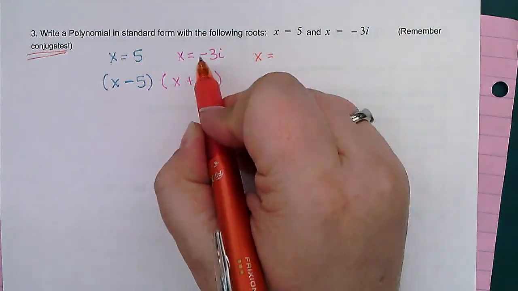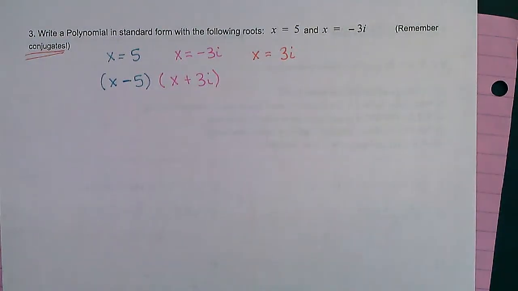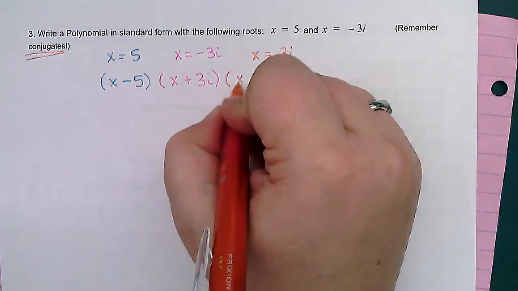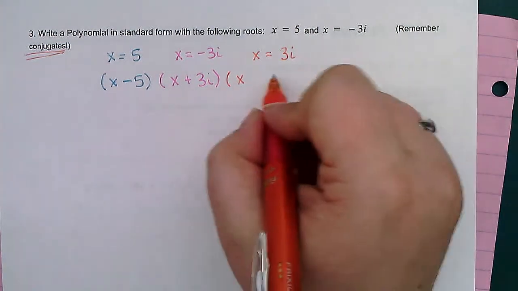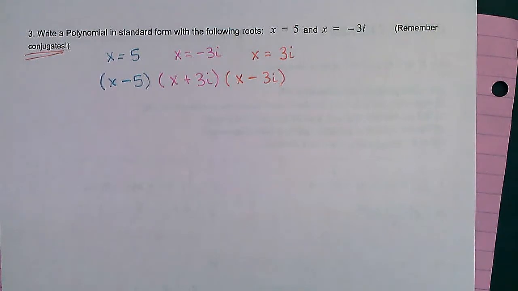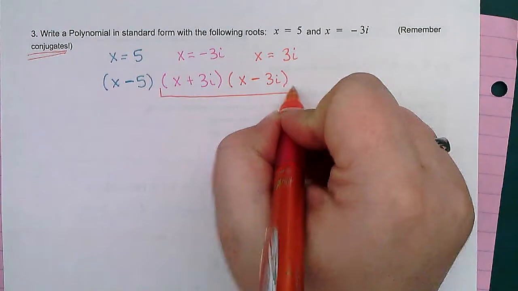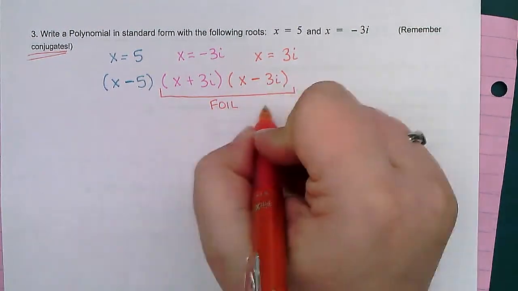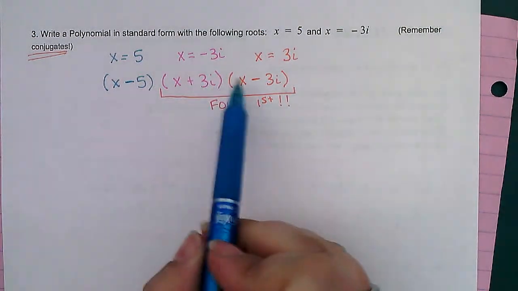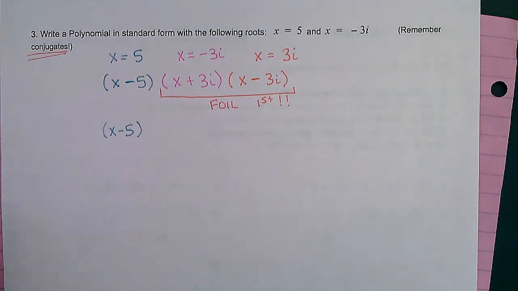So this was negative 3i, so its sign is negative. I change it to positive. It's the same number and there's an i with it, but I just changed the sign in front of it. So this was x plus 3i. This one will be x minus 3i. Then remember that our tip was that we always want to FOIL the conjugates together first. So we need to FOIL these together first. The reason for that is that way the i's will cancel. So this x minus 5 thing, it'll just come on down.